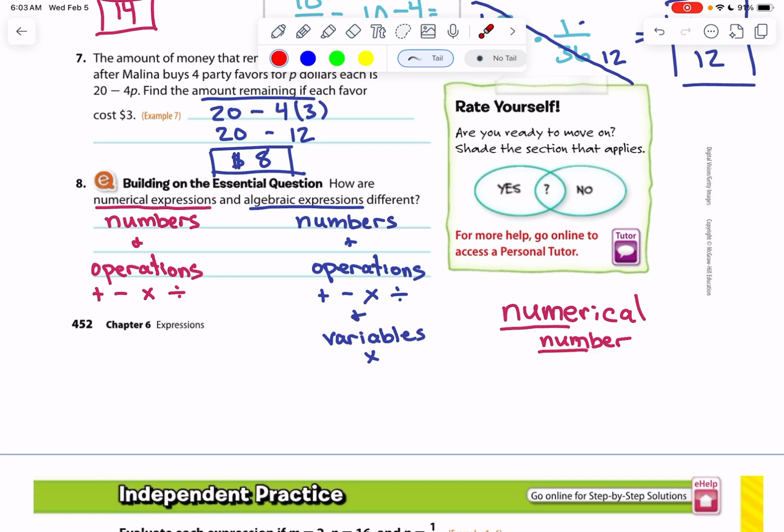Okay, all right, go try some on your own. I highly recommend you work together so you can remind each other of order of operations and get the hang of these things.